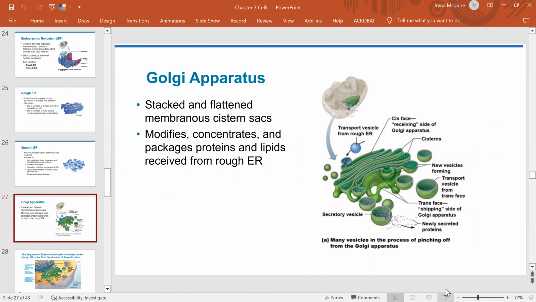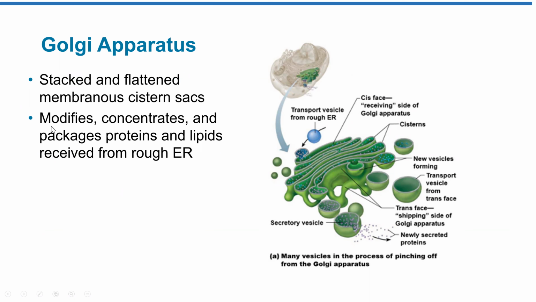Okay, so next is the Golgi apparatus. Stacked and flattened membranous cistern sacs. Function of the Golgi apparatus: it modifies, concentrates, and packages proteins and lipids received from rough ER or from smooth ER. If it's lipids, it's received from smooth ER. So you can see this shown here like this green structure. It's not green, they just use the color green to show it to us.